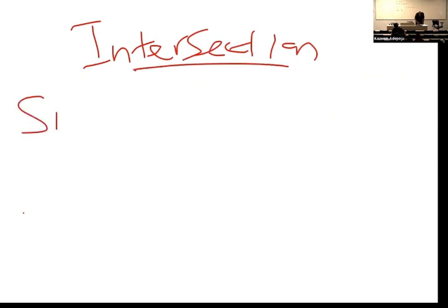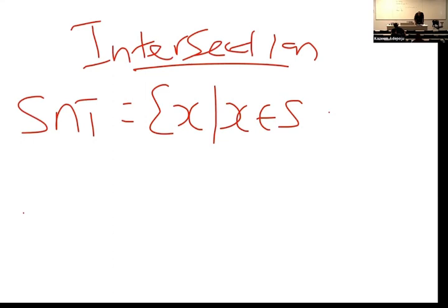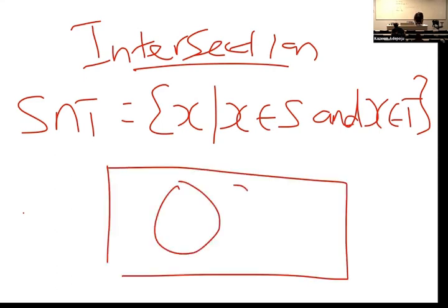Now, I want to talk about intersection. What is the definition? Please look at the way I'm putting the definition now. I remember the other time when I was talking about union, what you see in the middle was or. Right now, intersection is and. X belongs to S and X belongs to T. And if I basically want to draw the Venn diagram, okay, I have this.